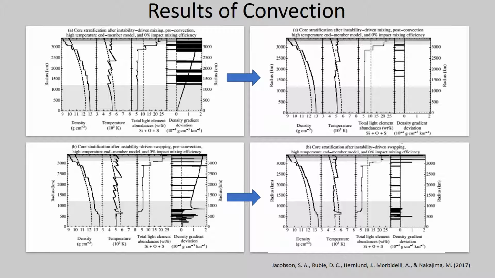Convection forces the core to mix further and helps the density profile more closely match the profile of a compressed homogeneous liquid, shown by the dashed line. After convection happens, there are still horizontal branches in the density profile that correspond to areas where the density gradient deviation is negative. Density and temperature differences drive convection by applying a buoyant force on core liquids.